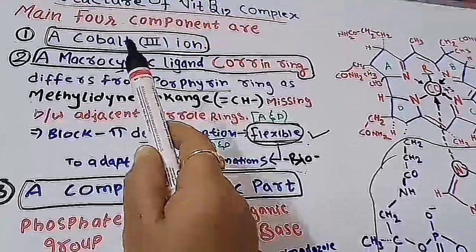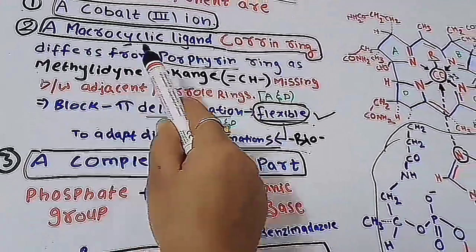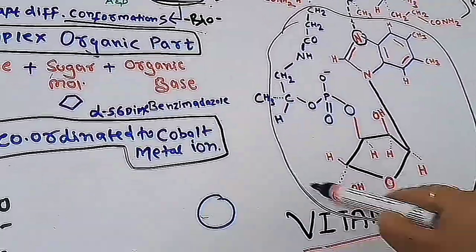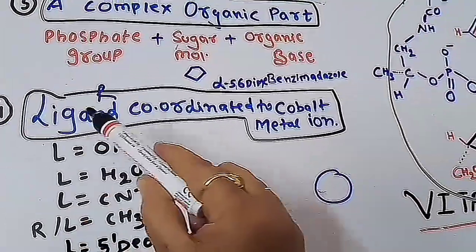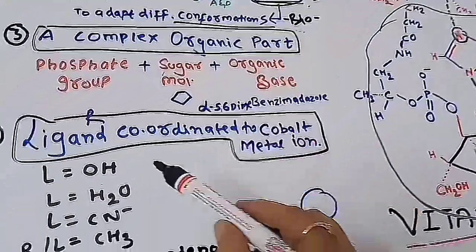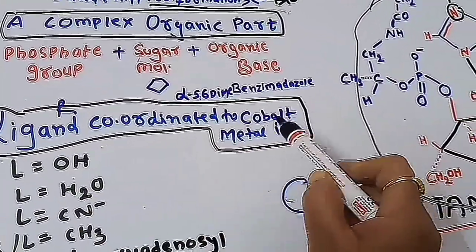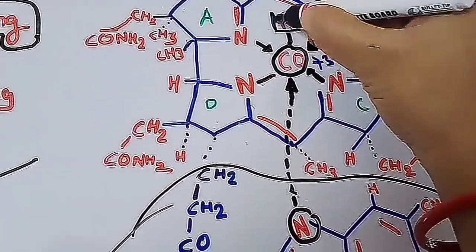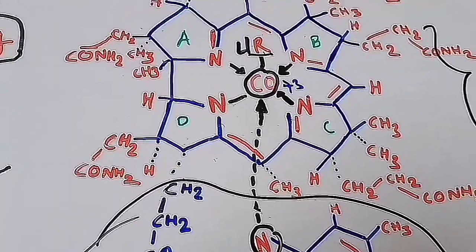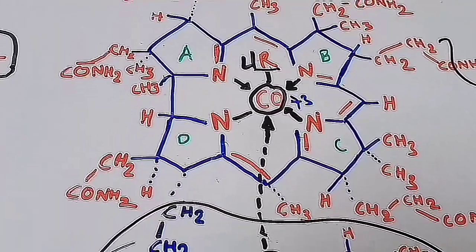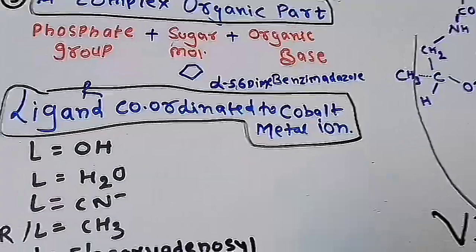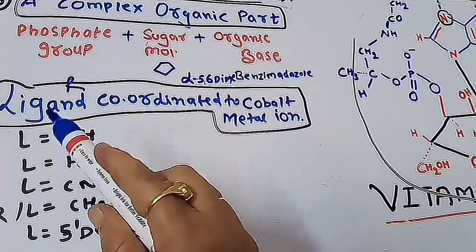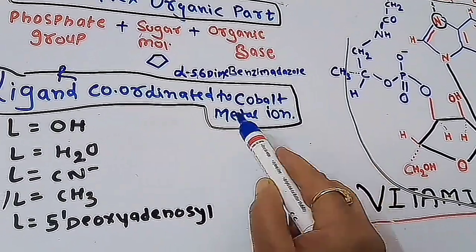So the first component is our cobalt ion, second is our macrocyclic ligand Corrin ring, third important component is our complex organic part. Then the fourth important component of the vitamin B12 complex is our ligand, which is coordinated to the cobalt metal ion. So now let us see, this R can be our ligand also. So any ligand which is coordinated to the cobalt metal atom is our fourth important component.